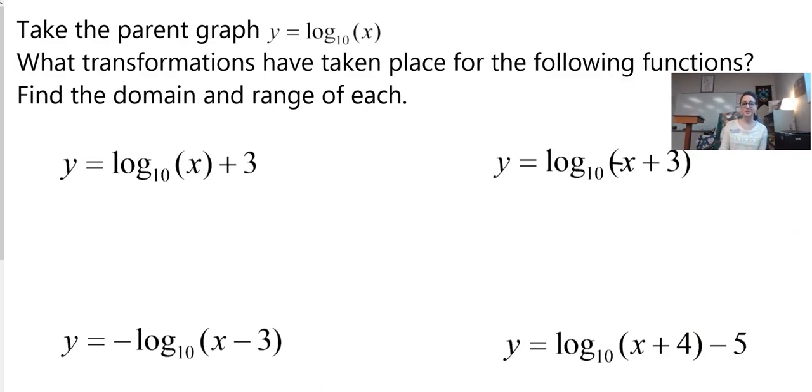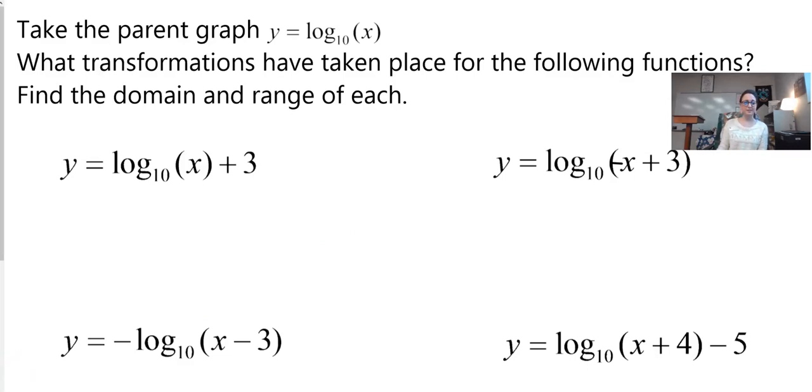All right, so we want to talk about which transformations now. Now, transformations are going to work the exact same way that they've been working forever for all our functions. So remember, outside the parenthesis is going to be a vertical transformation. Inside the parenthesis is going to be a horizontal transformation. And then we also want to find the domain and range of each.